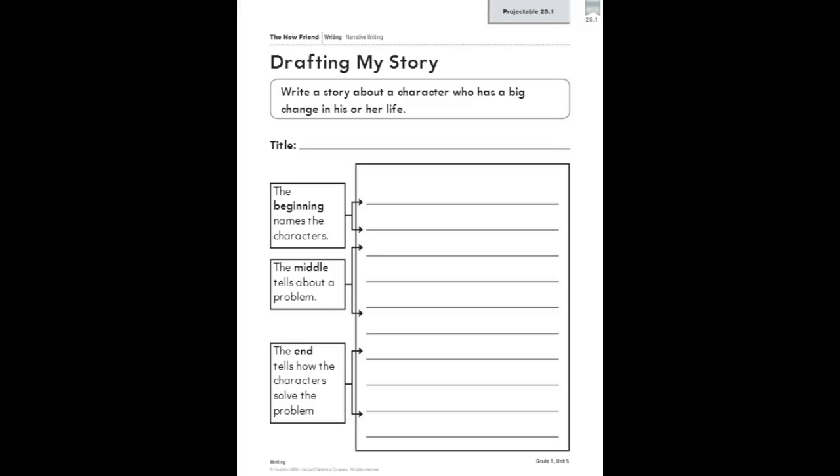All right, now we're going to work on drafting this story. So I need to introduce my characters at the beginning of my story. So I'll start telling about Drew and what he was doing. Okay, so we're writing a story about a character who has a big change in his or her life. And remember, in a story, the beginning names the character, the middle is going to tell about your problem, and the end is going to tell how the character solved the problem.